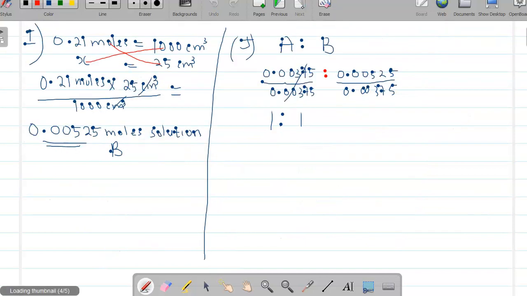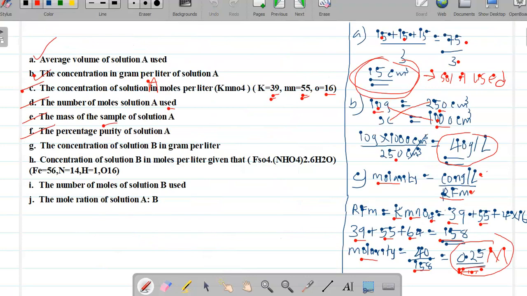That's how you calculate concentration in gram per liter. The next question is asking the concentration of solution B in moles per liter, given that this compound is ferrous iron(II) sulfate, ammonium sulfate, and 6 water molecules. So how do you calculate that? We are given iron is 56, nitrogen 14, hydrogen 1, oxygen 16, sulfur 32. How do you calculate concentration of solution B in moles per liter? So this is what you do.